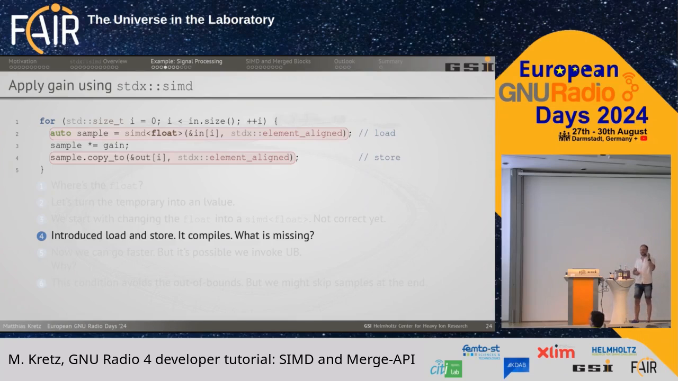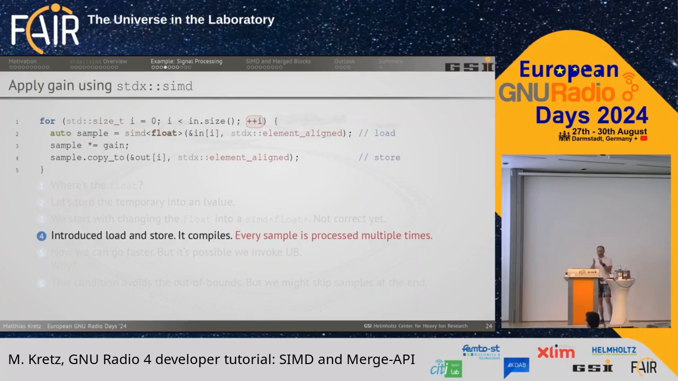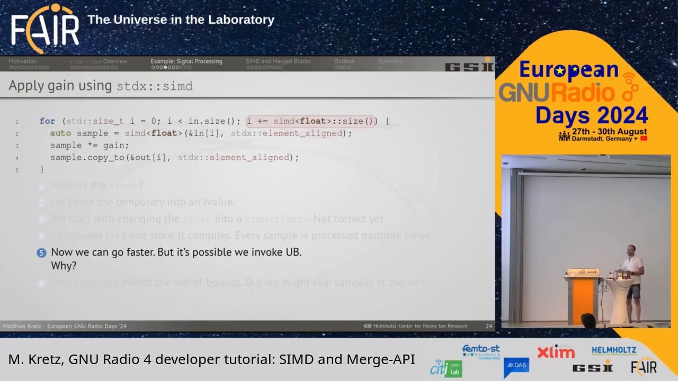You're one step too far, actually. Yes. We have a ++i still. So we still go sample by sample, and we compute every sample multiple times now. This is not very helpful. So the next thing here is how we go about the increments. We now go by the number of elements in the SIMD float.